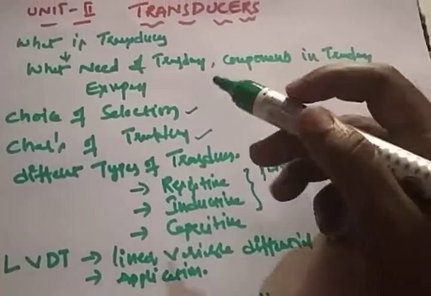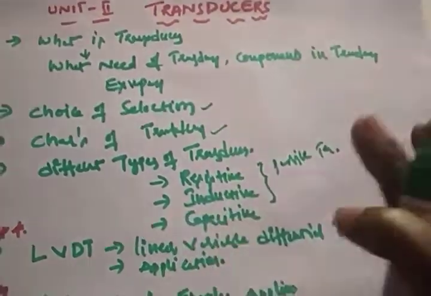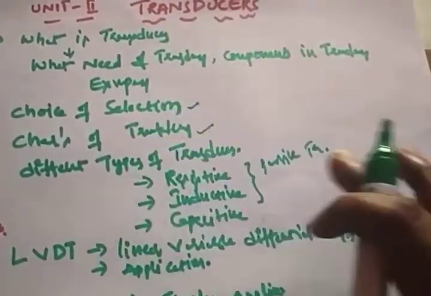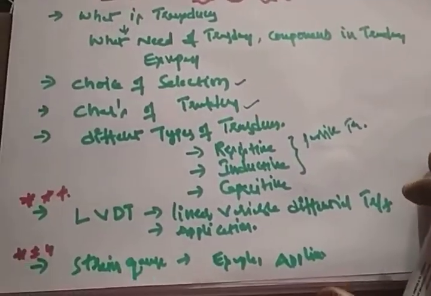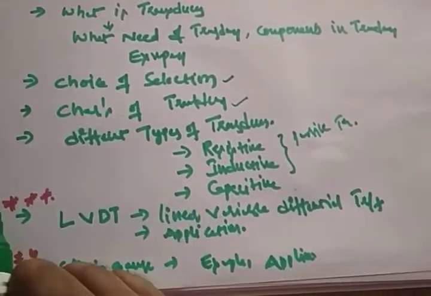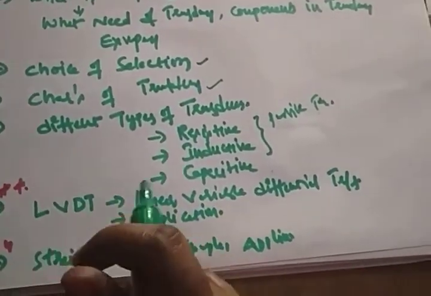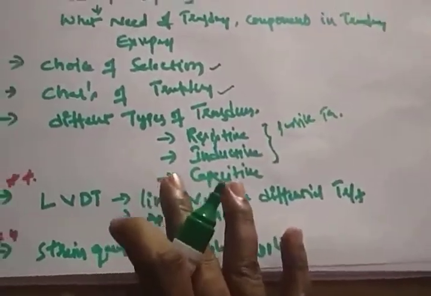What are the resistive transducer, inductive transducer, and capacitive transducers? We'll discuss in detail each and every transducer. After that, the most important concept is LVDT. It is also a transducer. How does it work, what is its phenomenon, and all these things we'll discuss. LVDT means linear variable differential transformer.